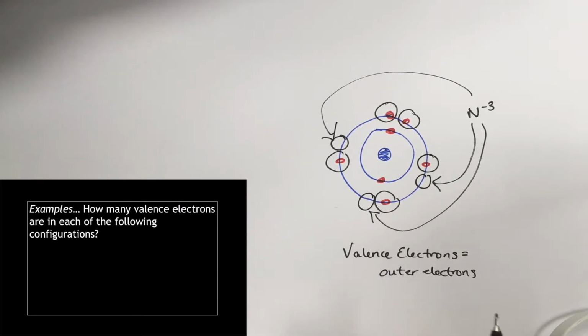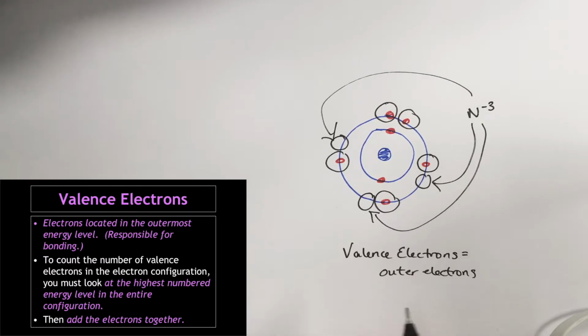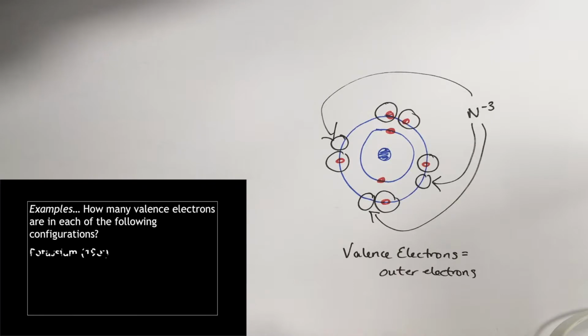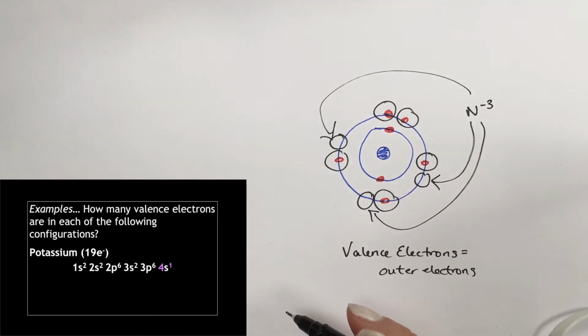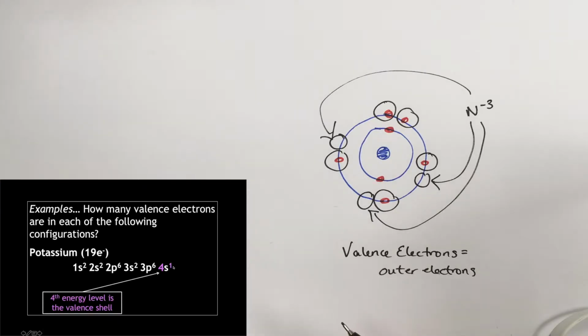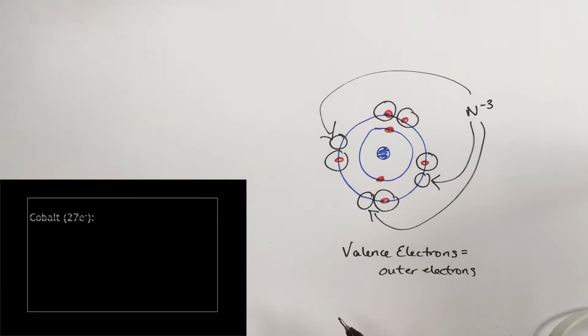So how to find the valence electrons, which is what it said here: add the electrons together, pick the highest energy level. Let me show you what that means. How many valence electrons are in potassium? I'm just going to show you the answer because you'll see it has that 4s1. So 4s1, the highest energy level is number 4. There's nothing higher than 4, okay? And then it has 1 electron in that 4th energy level. So you have 1 valence electron, okay?